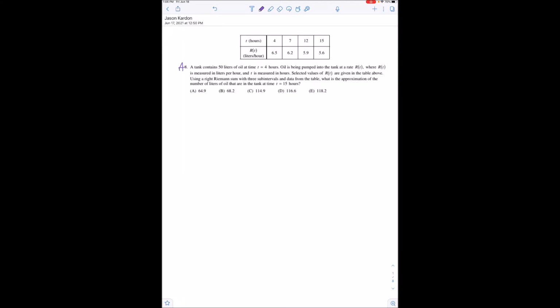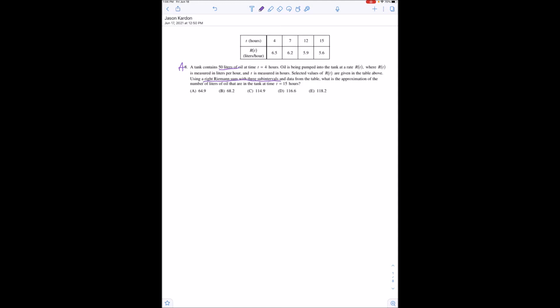Let's start with this first problem. This is A8. Let's read it. A tank contains 50 liters of oil at t equals 4 hours. Oil is being pumped into the tank at a rate of R of t, where R of t is measured in liters per hour and t is measured in hours. Selected values of R of t are given in the table above.